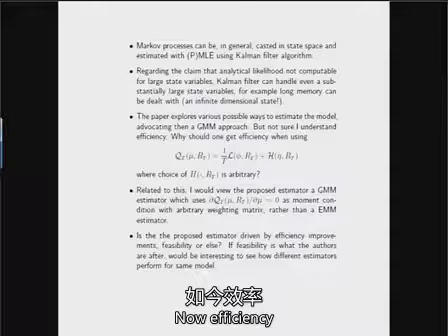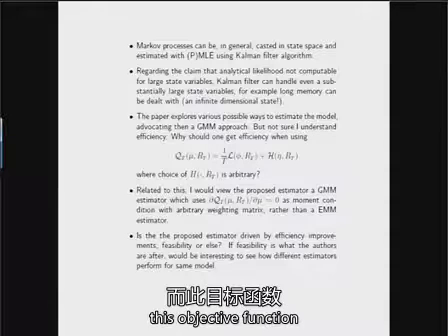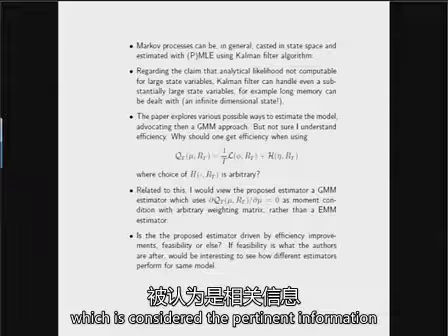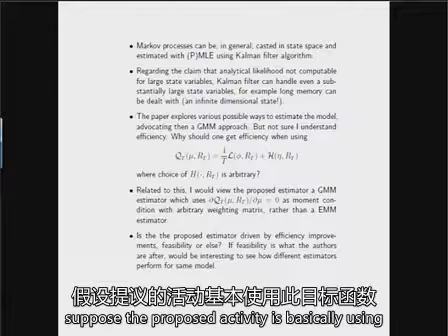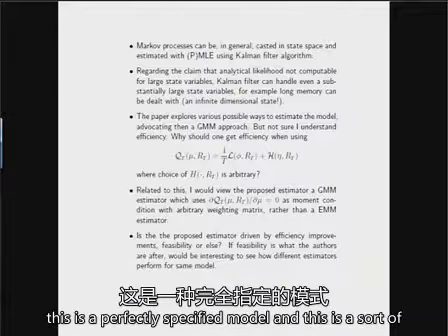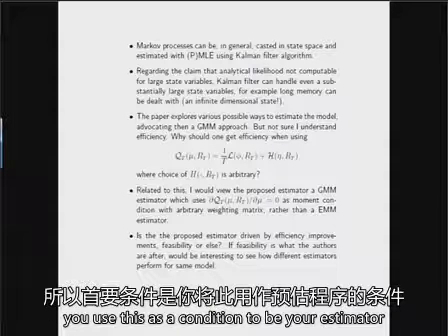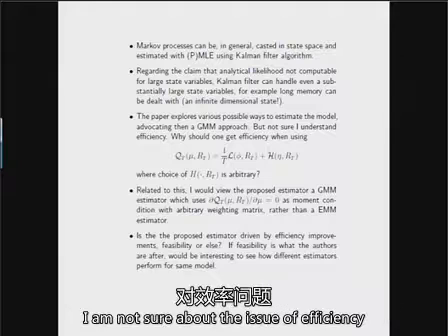Now, efficiency. The proposed technique is basically using an objective function which considers the perfect information likelihood function. Remember, it's a perfectly specified model, and it sets up this measured distance, so that you then take the first order condition and use it as a moment condition to build your estimator. But I'm not sure about the issue of efficiency.